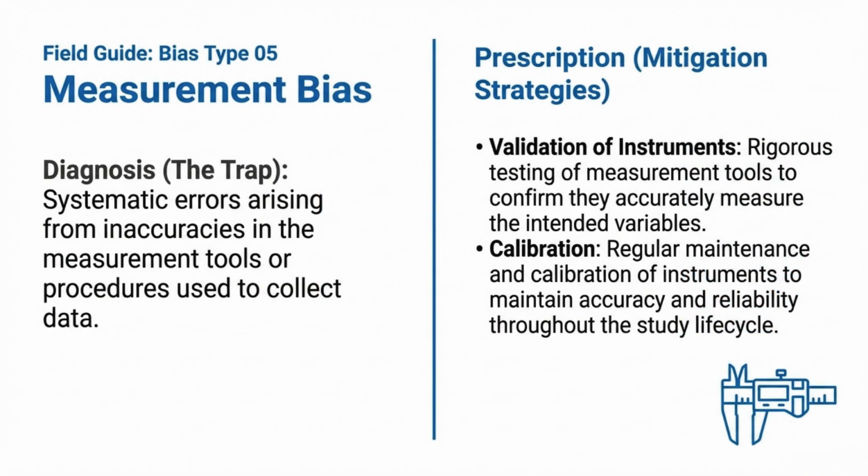Our final specific trap is measurement bias. This arises from systematic errors in the tools or procedures we use. If your scale is always 2 pounds heavy or your blood pressure cuff is uncalibrated, every single data point you collect is wrong. To solve this, you need, first, validation of instruments. You must rigorously test your measurement tools to confirm they accurately measure the intended variables. Second, calibration. This isn't a one-time task. You need regular maintenance and calibration of instruments to maintain accuracy and reliability throughout the entire study lifecycle. Don't let your tools drift over time.